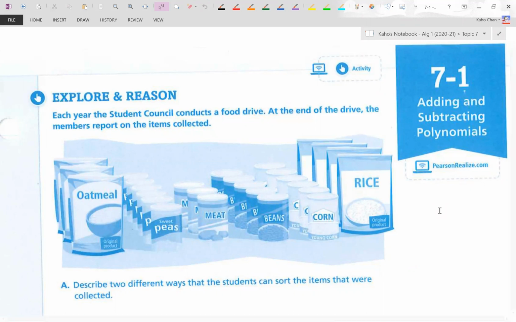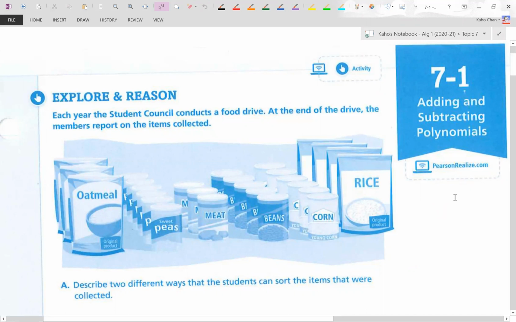Let's get started here. Grab your student companions and turn to page 137. We're going to do a new section today, 7-1, adding and subtracting polynomials. Before we jump to actually polynomials, let's look at our opener here.